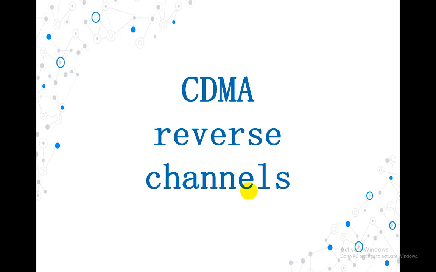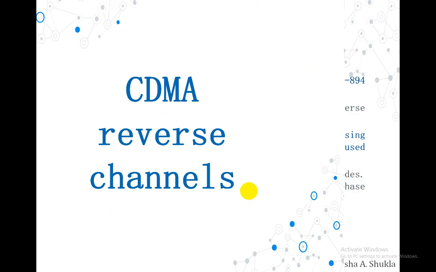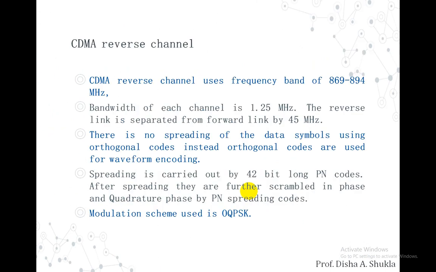Now moving on to the next part, that is the CDMA reverse channel. A CDMA reverse channel uses the frequency band of 869 to 894 megahertz. The bandwidth of each of these channels is 1.25 megahertz. The reverse link is separated from the forward link by 45 megahertz.